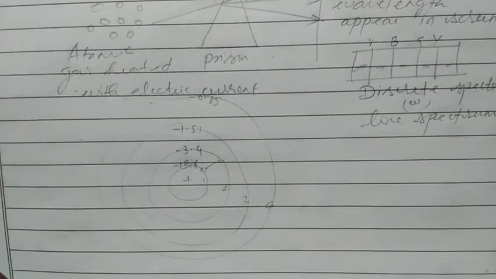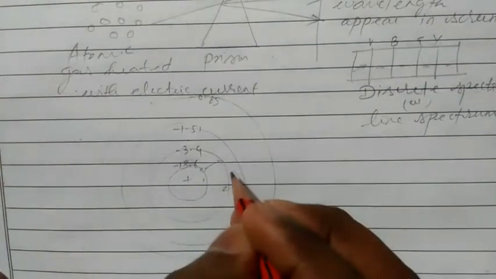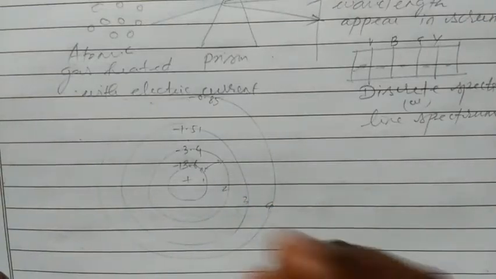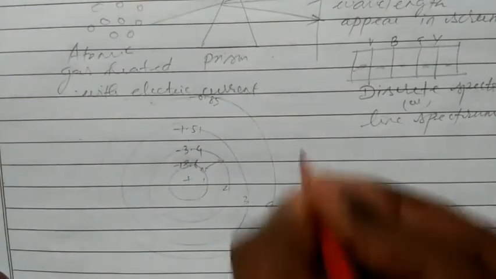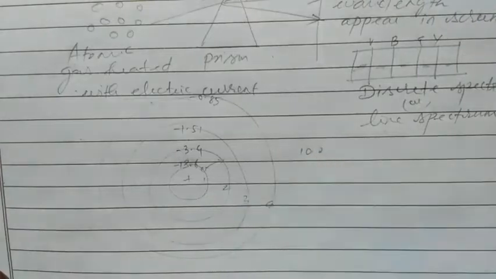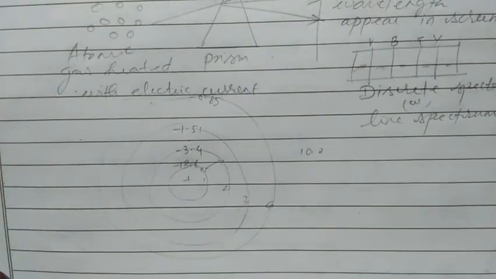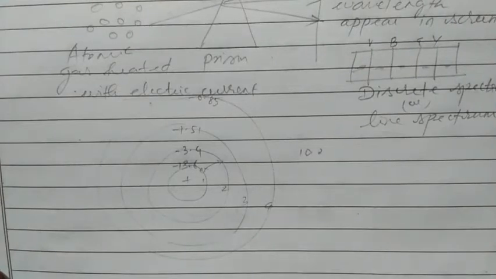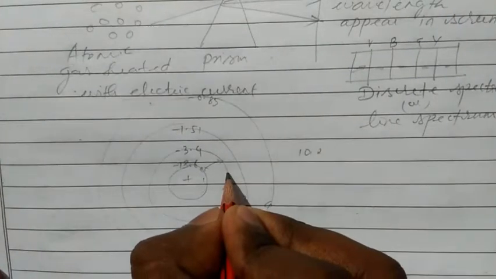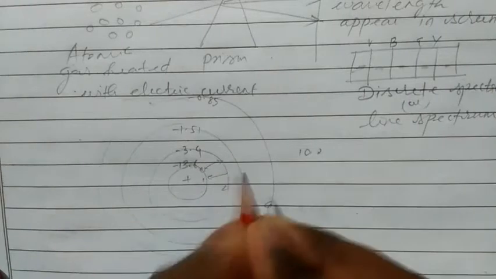While it is moving to another orbital, it releases energy. What is that energy? That energy is the difference between these two orbitals, nearly 10.2 approximately. So it releases 10.2 of energy. Then again it makes a transition from the second orbital to the first orbital.